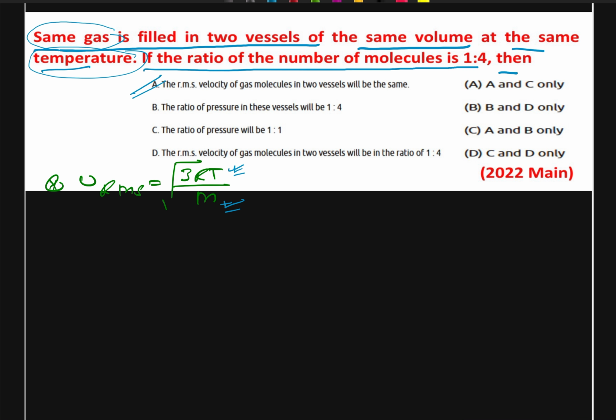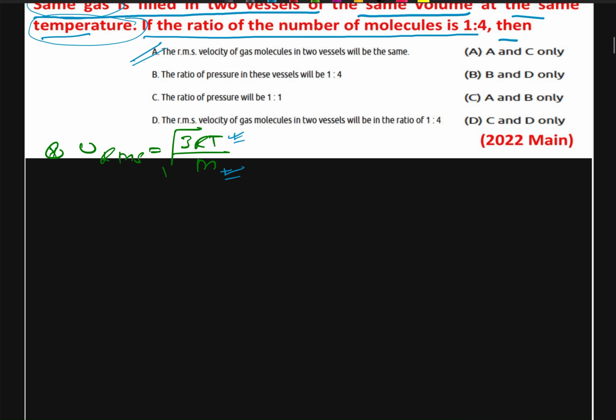Next says that the ratio of pressure in this vessel will be equal to 1:4. So for that we can use our ideal gas law.